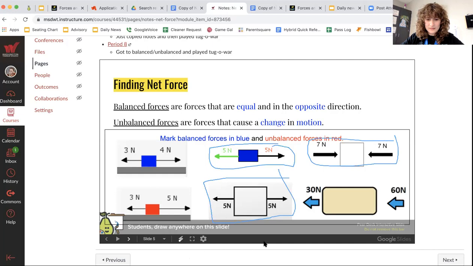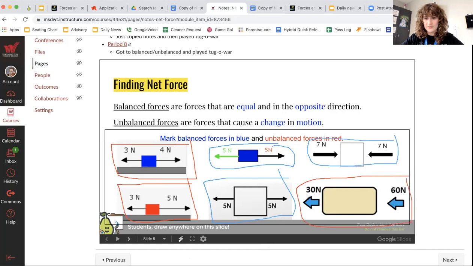Now unbalanced, let's change it to red. So 3 and 4, those are not equal. 3 and 5, those are not equal. 30 and 60, and they're in the same direction, not opposites. Those are definitely not equal. So these are unbalanced forces. All right, next slide.